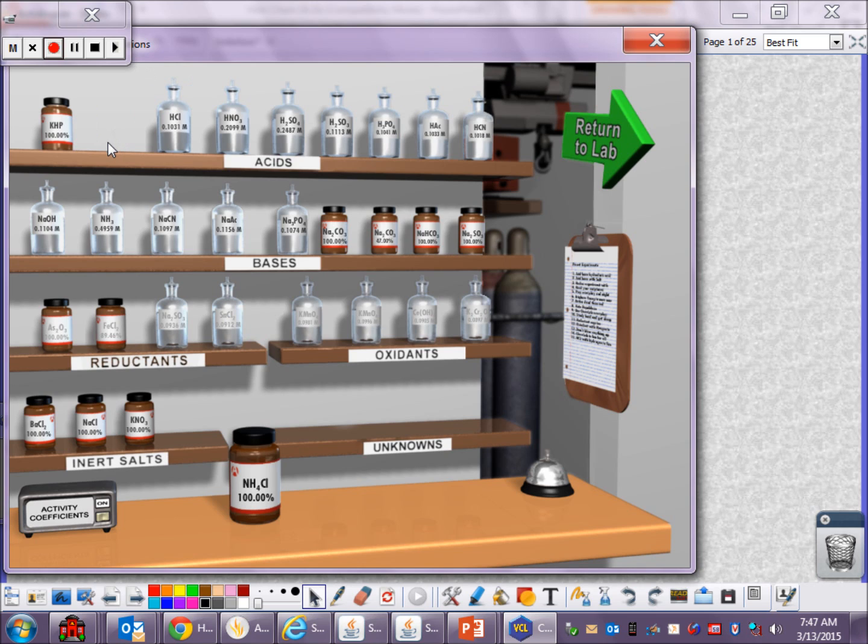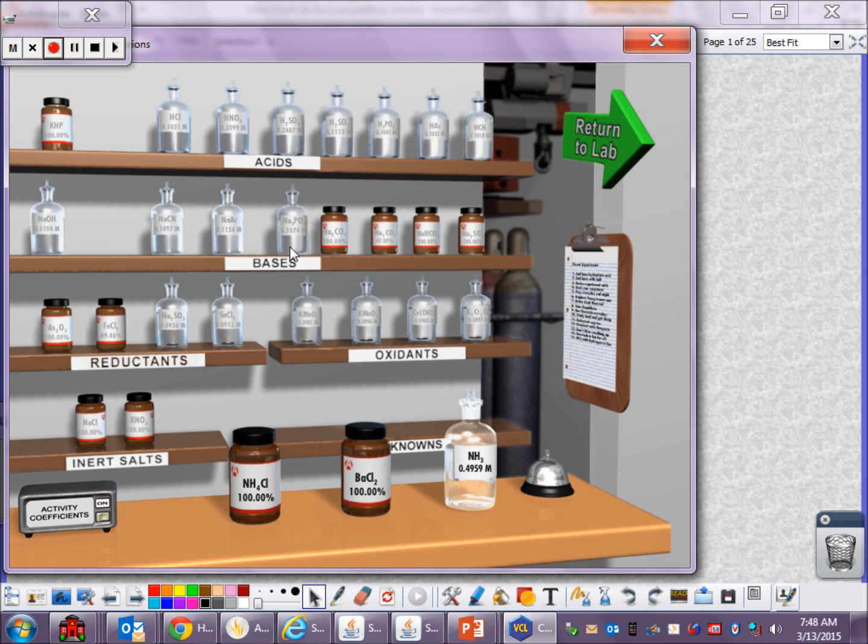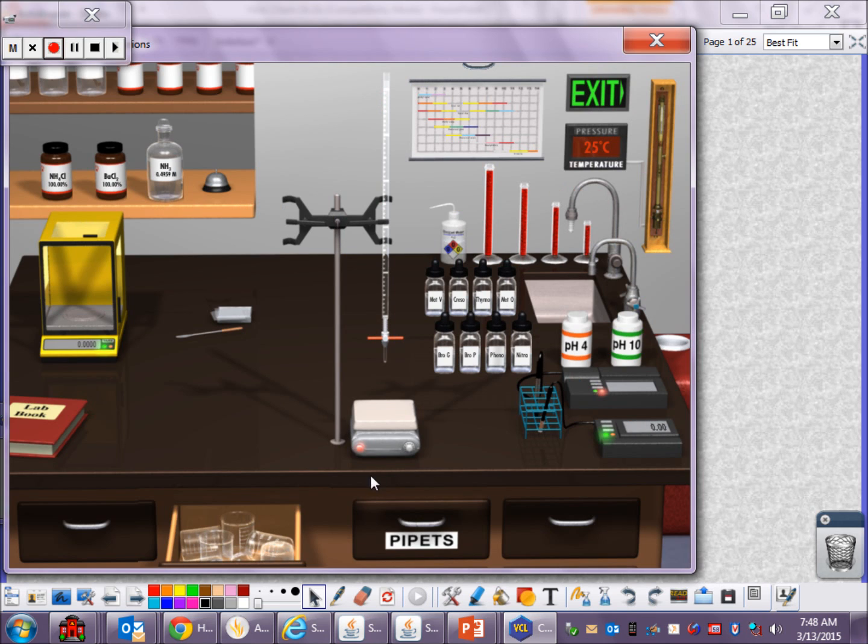I will also pull down barium chloride. It's right here. And I will pull out some ammonia. Where's my ammonia? Ammonia is right here. Alright, go back to the lab.